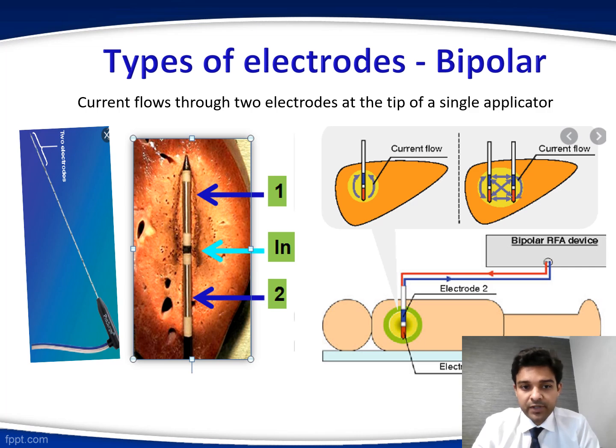Next is the bipolar type of electrode. Current flows through two electrodes at the tip of a single applicator. Let us have a look at this picture. This is a single applicator which has two electrodes, number 1 and number 2, with an insulator in between. There is no need for grounding pads or neutral electrodes, as you can see in this picture. Electric current enters through one electrode and flows out through the other. It also requires internal liquid circulation, which keeps surface temperature moderate and prevents the tissue from charring and vaporization.